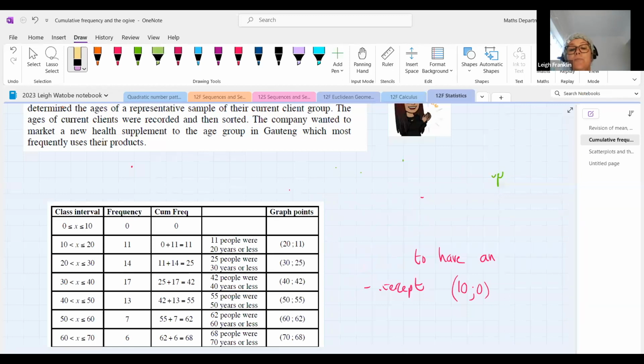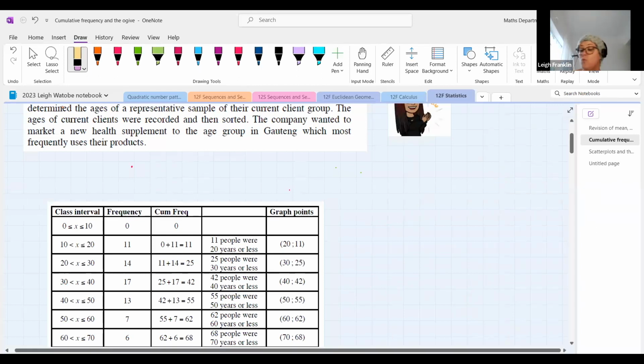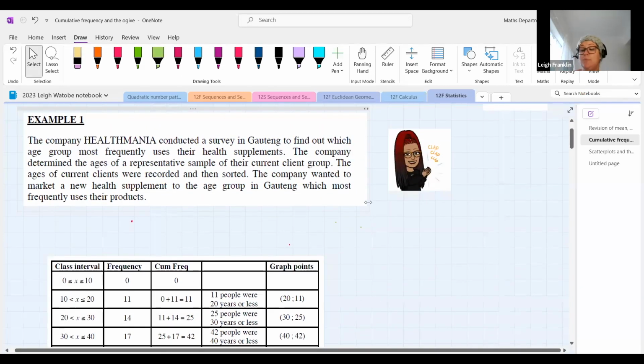Okay, so Amahle and others who came in a little bit late, cumulative frequency and the ogive was taught to you in grade 11. All right, so this is something that you should be familiar with. This particular example is about a group called Health Mania. They conducted a survey in Gauteng to find out which age group most frequently uses their health supplements because they want to market a new health supplement to this age group in Gauteng in order to sell the product.